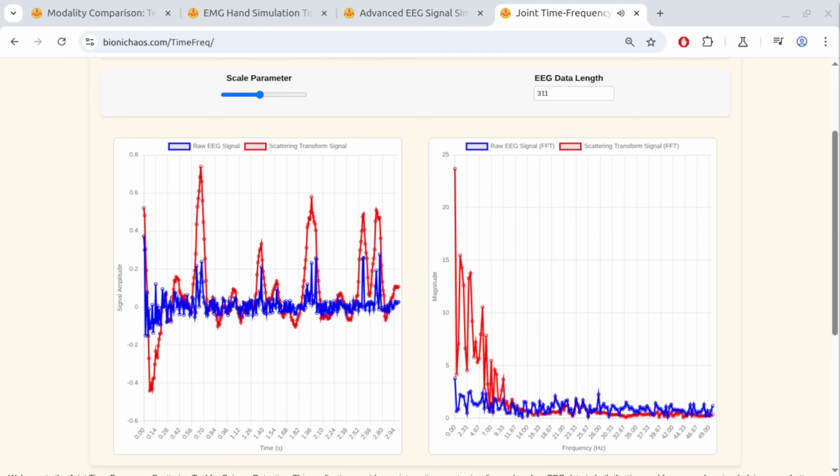Exactly. And it's interactive too, which is cool. There's a scale parameter slider. What does tweaking that do? Adjusting the scale parameter is like changing the focus on your wavelet lens. A bigger scale smooths things out more. Okay. Makes the broader, slower trends pop, maybe reduces some noise. A smaller scale lets you zoom in on the sharper, more localized features. So you can experiment. Right. You play with it to see which scale best reveals those potential seizure patterns in whatever data you're looking at. That makes sense. Lets you really tailor the analysis.